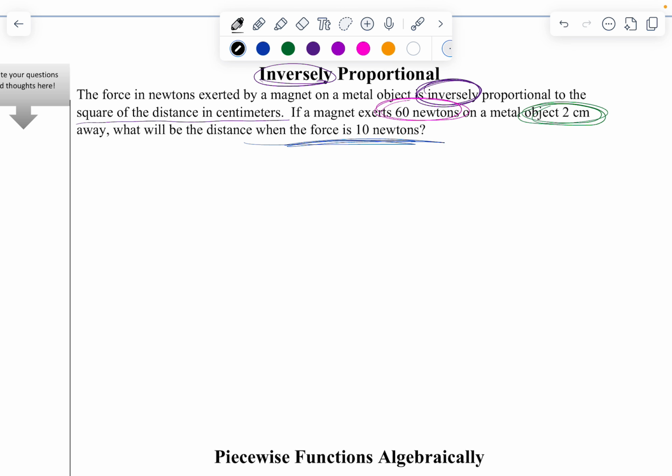So inversely means as x increases, y decreases. So that means we're going to put x in our denominator. And in the numerator, we'll have k, which is just the constant of proportionality. So basically how proportional it is.